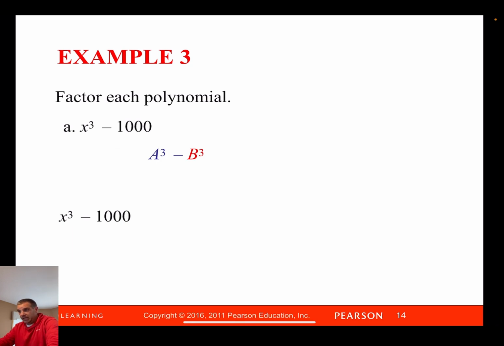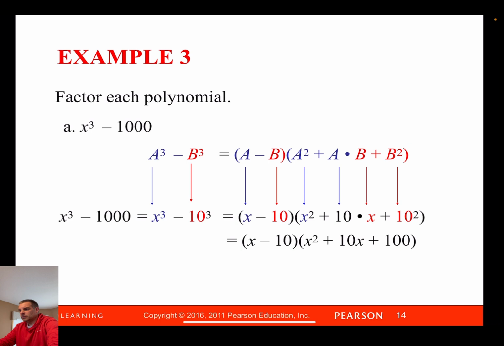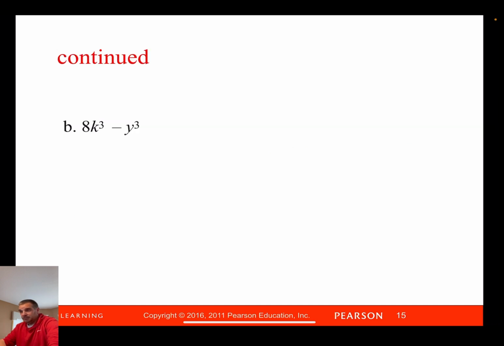So they go a cubed minus b cubed, which is the same thing. So that's x cubed minus 10 cubed, same thing that they did. Then they put the formula together, which is exactly what we had. Okay, so let's look at another one. So we can kind of do it our way.